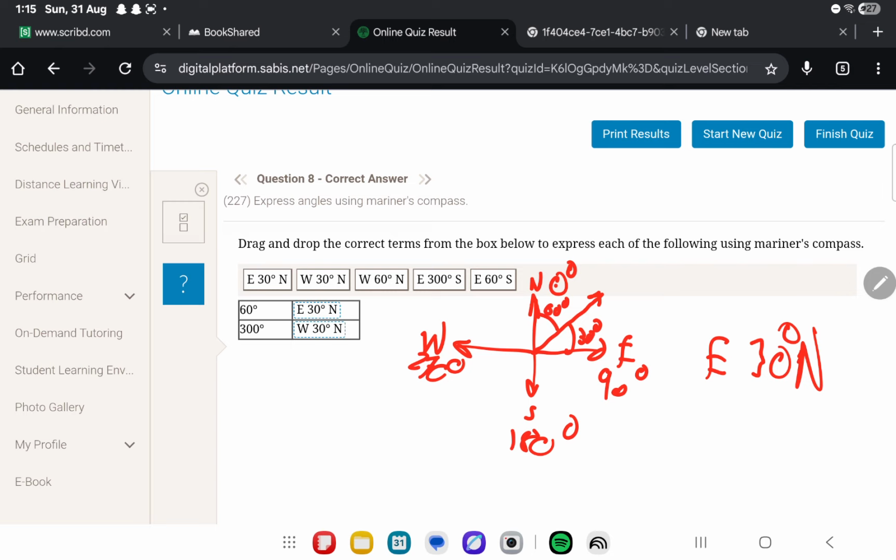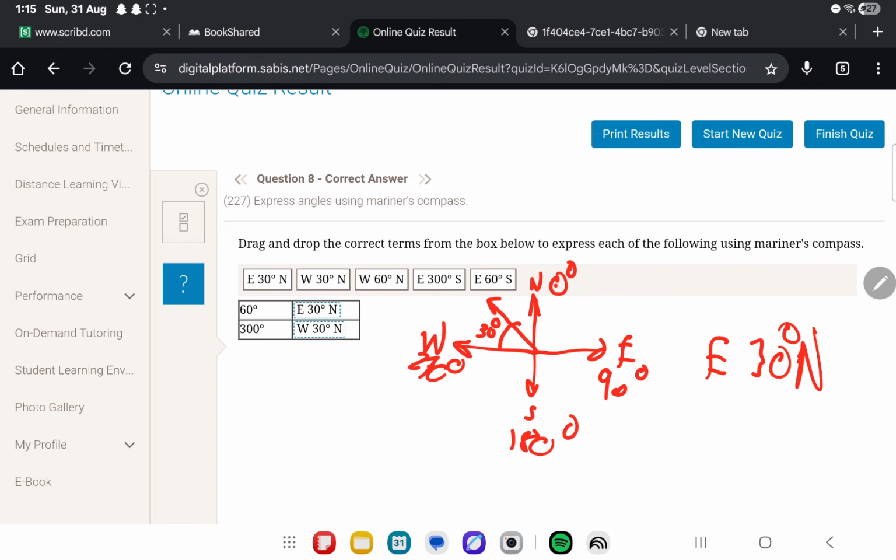Now, let's find the 300-degree angle on Mariner's compass, not using the traditional conventional math method. 270 is here, so we're going to go 30 degrees up from 270. So this is 30 degrees. This would make it west 30 degrees north. Again, my bad.